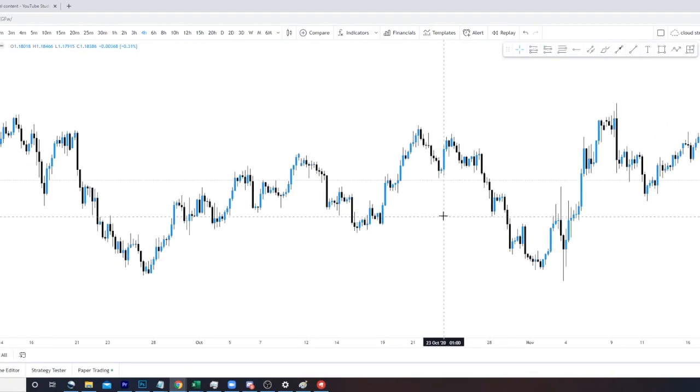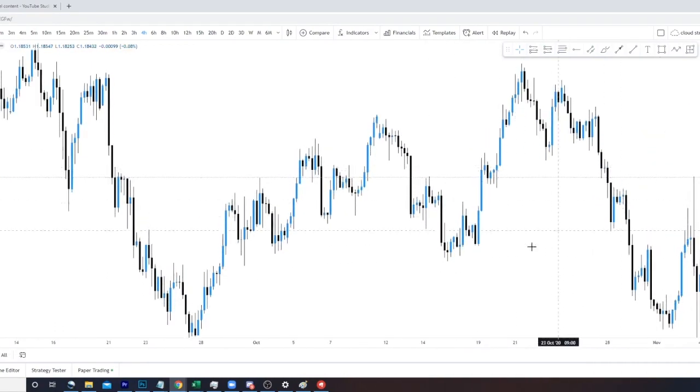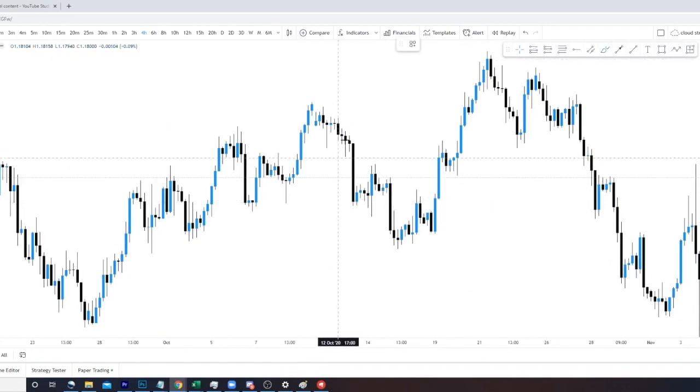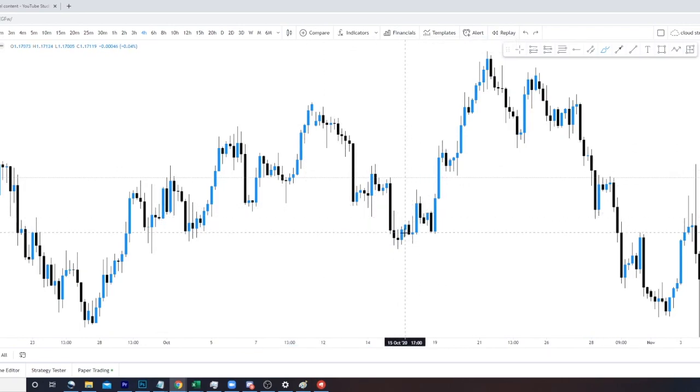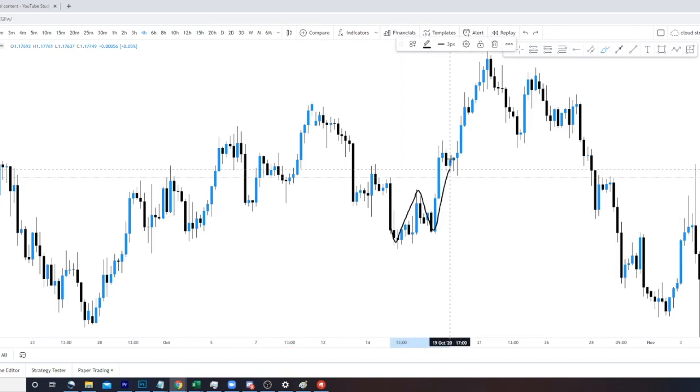Especially tiny moves like this is fine as well. So let's think about what happened here. Okay, we had prices come down into these areas, right? We had prices come and liquidate some lows, right? And then we had prices come off and keep going higher.